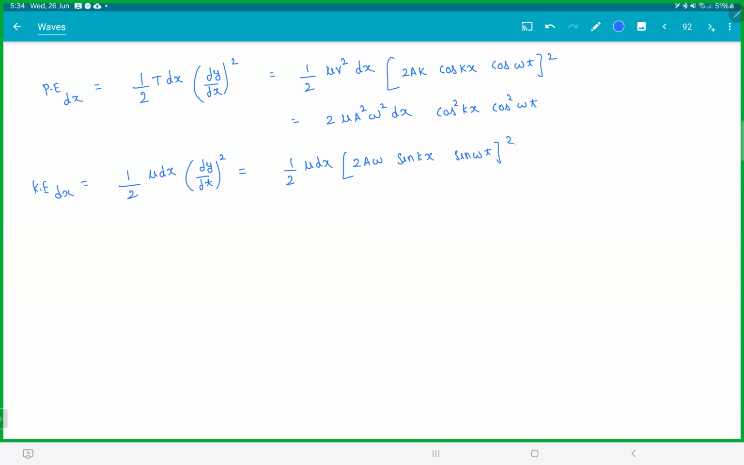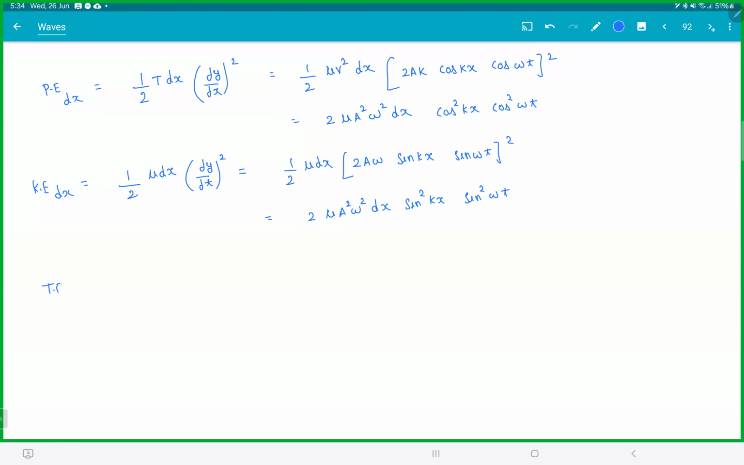Unlike a progressive wave, here they are not equal. If you remember, in a progressive wave, they used to be equal. So 2 mu a square omega square dx sin square kx sin square omega t. This is the kinetic energy of a segment.